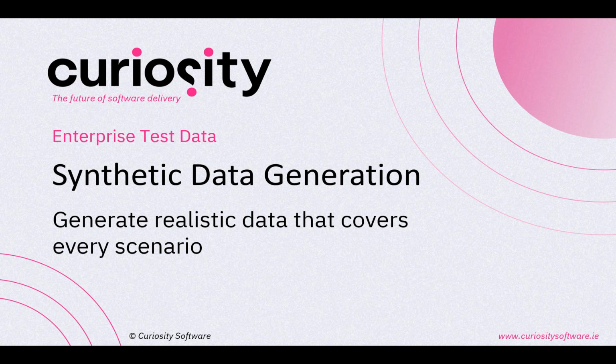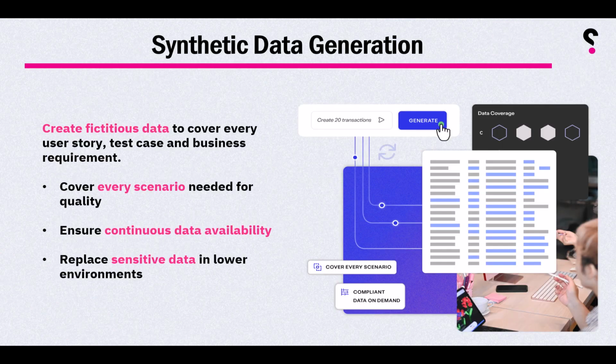In this video, we're going to explore how we can use the synthetic data generation capabilities of enterprise test data so that you can generate realistic data that covers every scenario in your databases. Synthetic data generation allows you to create fictitious data that covers every user story, test case, and business requirement. Cover every scenario needed to ensure quality across your delivery lifecycle. You can ensure continuous data availability, and you can use this process to replace sensitive data in lower environments.